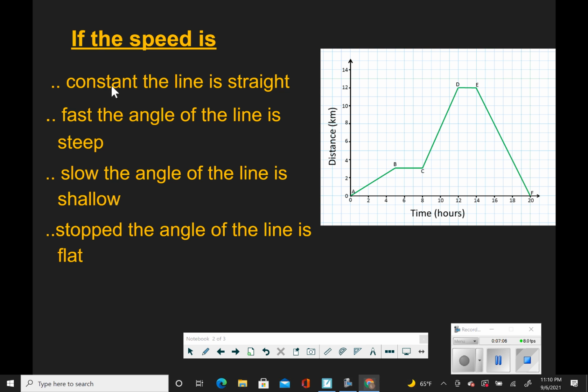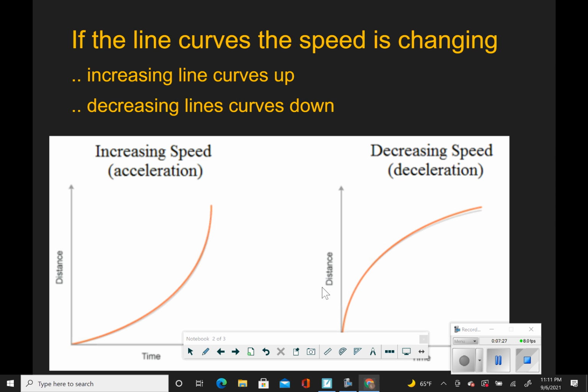So if the speed is constant, the line is straight. If it is fast, the angle of the line is steep. If it is slow, the angle of the line is shallow. If it is stopped, the angle of the line is flat. If the line curves, then the speed is changing.